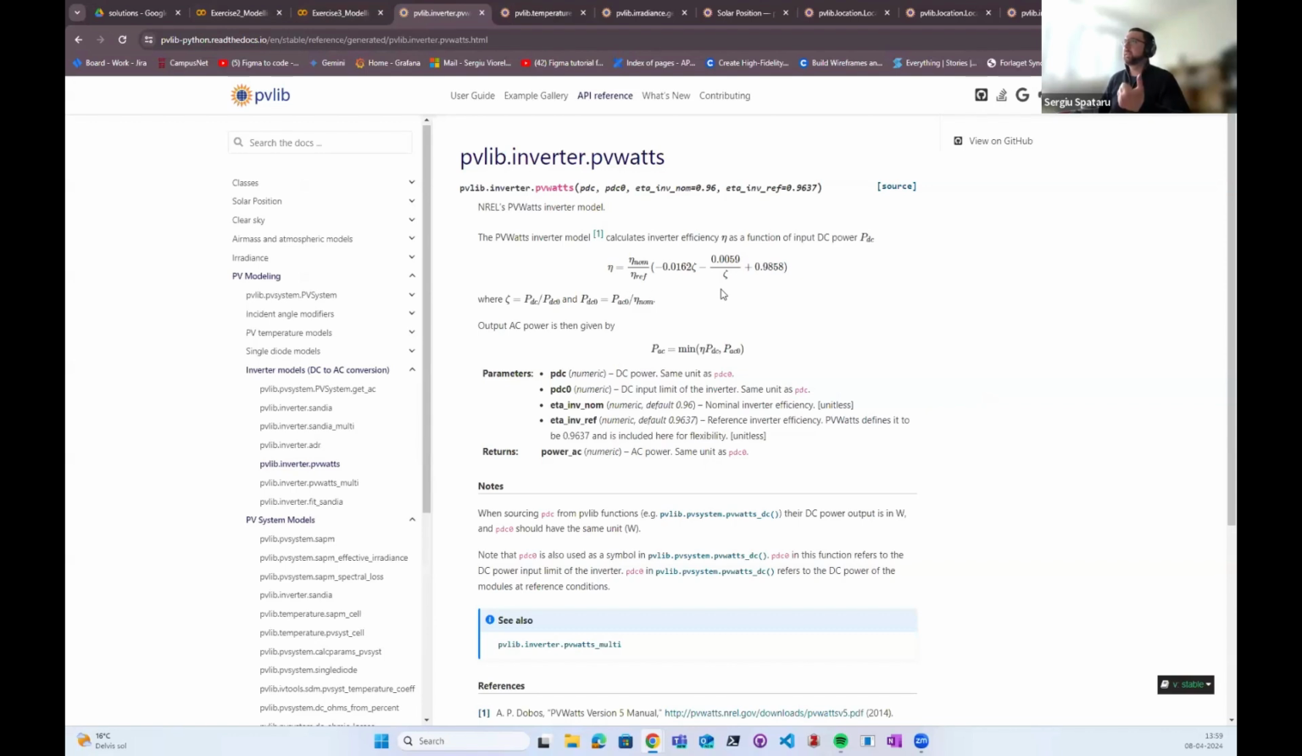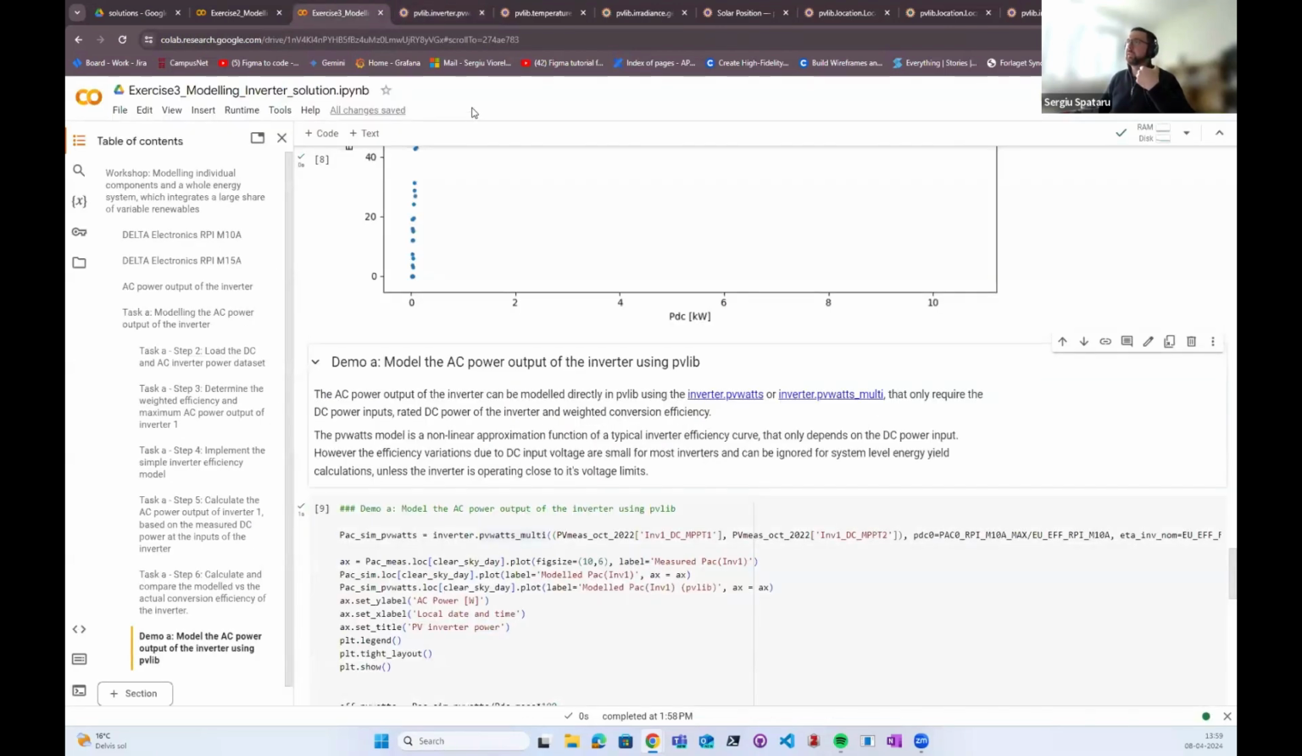But it's still a single input model where you just need to provide the rated power, in this case the DC rated power, and the weighted efficiency of the inverter. And then the input is the measured DC power at the input of the inverter. This is the only input variable. These are parameters. So it's a single variable model.